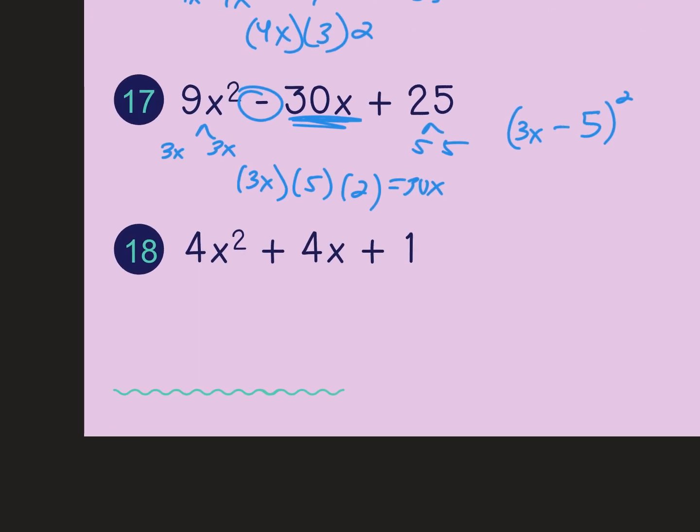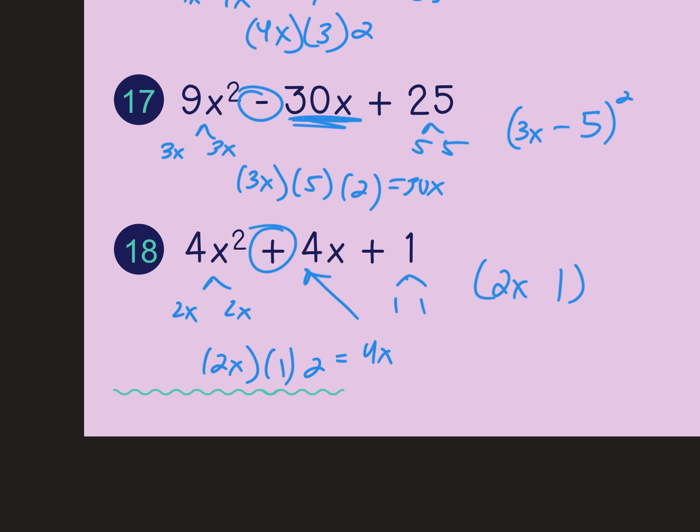There's no GCF. So let's just check. What times what gives me 4x squared? 2x, 2x, okay? What times what gives me 1? 1 and 1. So I'm going to take first term times the second term times 2. What does that give me? 4x. Is that what we got right there? Yes. So what does my parenthesis look like? 2x and a 1. And what sign goes in the middle? Plus. And then what do I do to this to say I have two of them? Square it. Good job, guys.